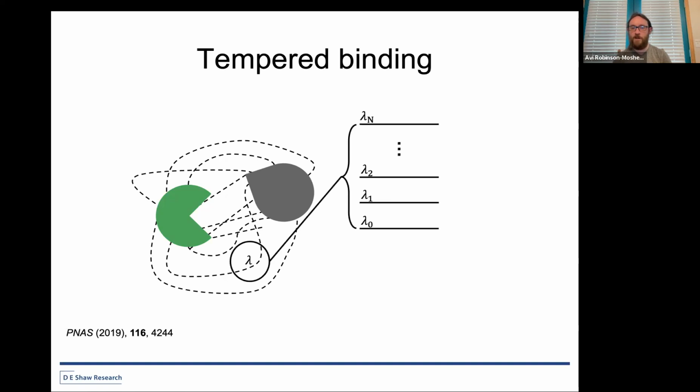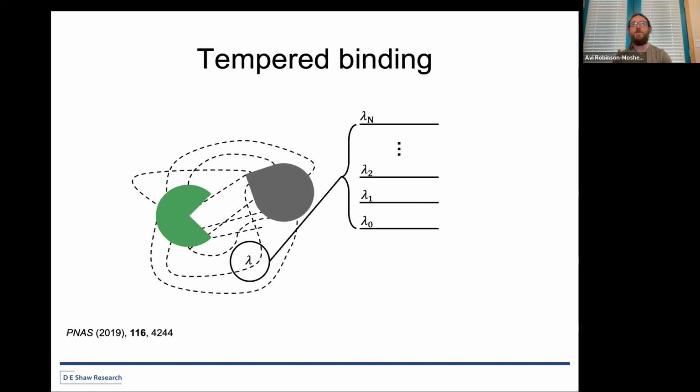So the way tempered binding works is we have this ladder of Hamiltonians that we consider. Lambda 0 is your physical Hamiltonian, the one that corresponds to your real world situation. And the higher Hamiltonians are ones where it becomes increasingly disadvantageous for the proteins to spend time near each other. It's a combination of weakening their interactions from one protein to another, and setting the equilibria such that they should be further apart. So basically, it's making your van der Waals sigma increase and your van der Waals epsilon go down.